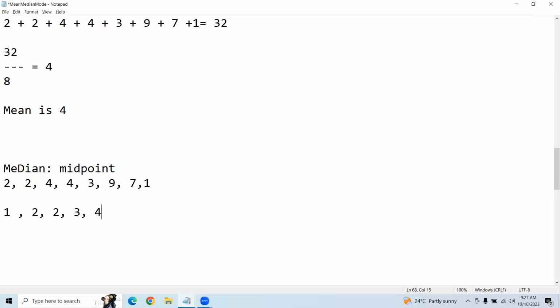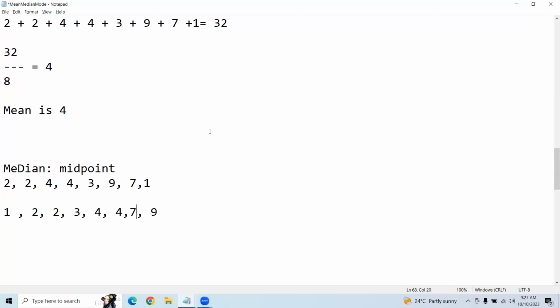Then we have 4, 2 times. Then we have 7. And then we have 9. So how many numbers were we having? 8. We got the 8 numbers here. Yes, so we have not missed anything. 1, 2, 2, 3, 4, 4, 7, 9.